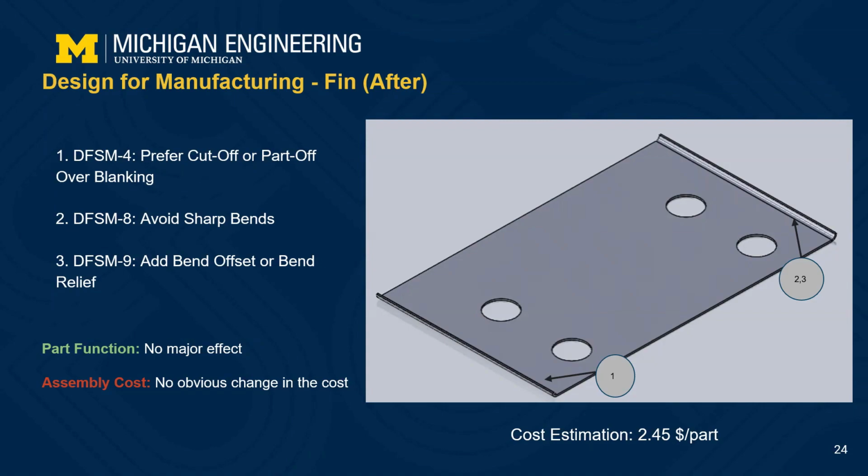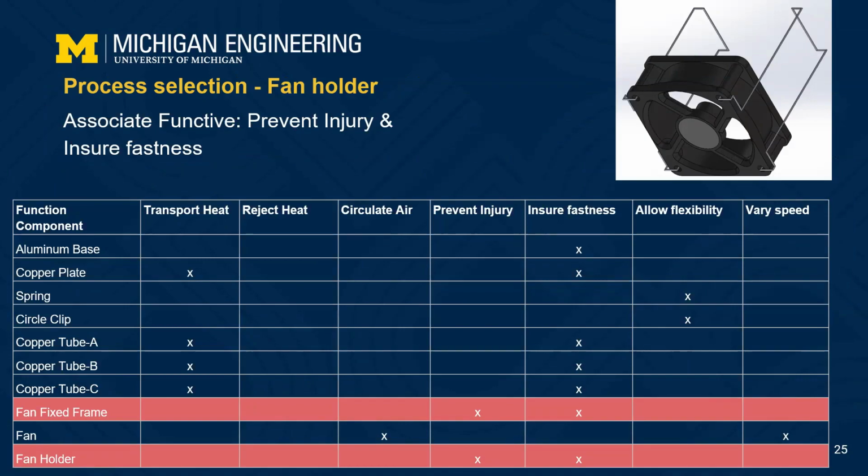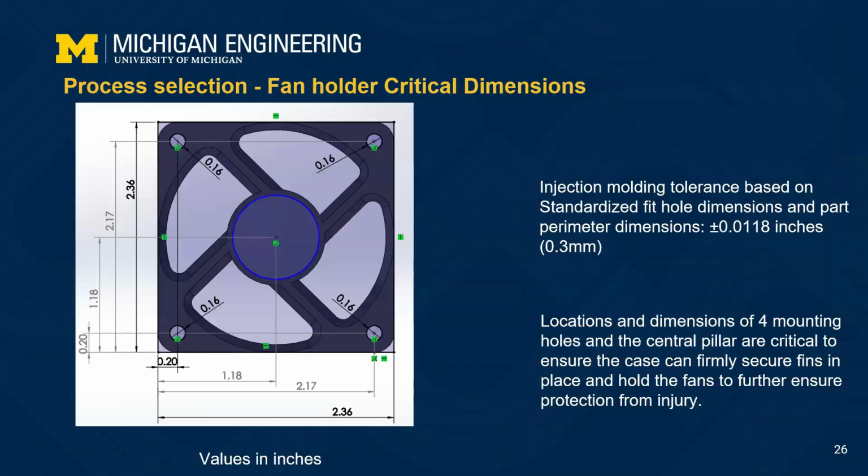However, the cost estimation of the new part came out to $2.45 per part, resulting in a small change in the cost. Here is the process selection for the ABS fan holder. Its major function is to prevent injury and ensure fastness. In the next page, here are the major dimensions, and based on standardized feed hole requirements and part parameters, tolerance is 0.0118 inches. Locations and dimensions of 4 mounting holes and the central pillar are critical to ensure the case can firmly secure fans in place and hold the fans to further ensure protection from injury.